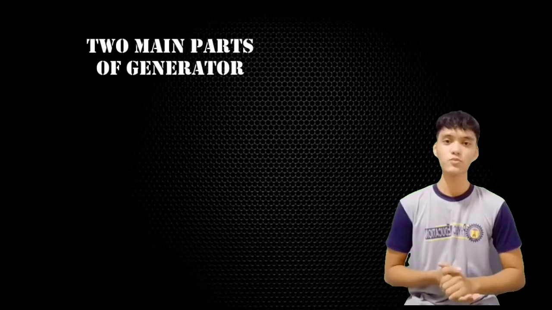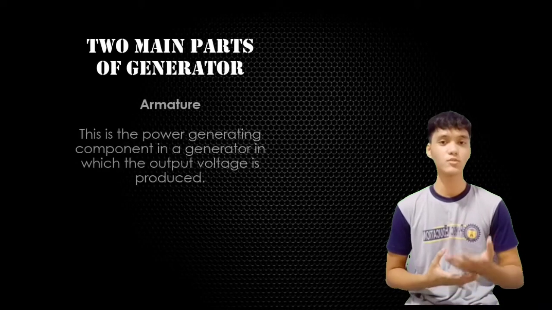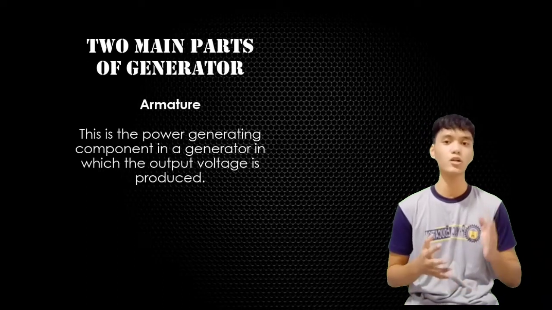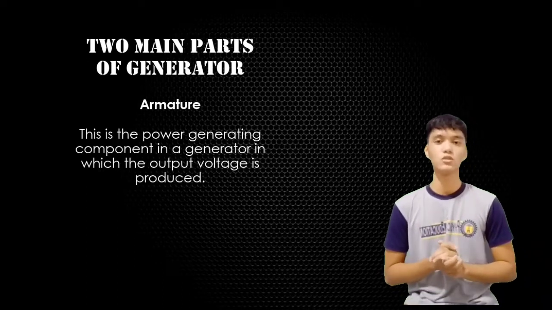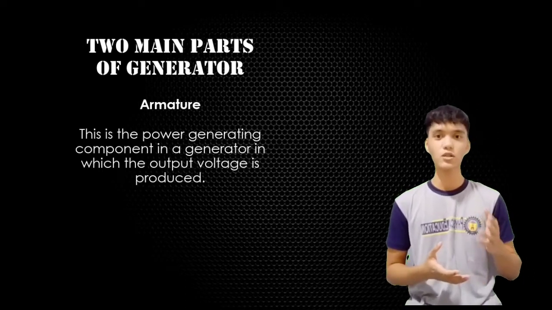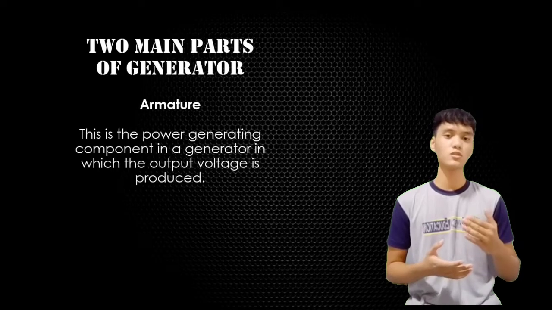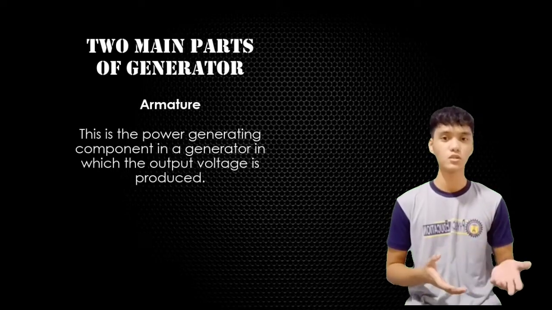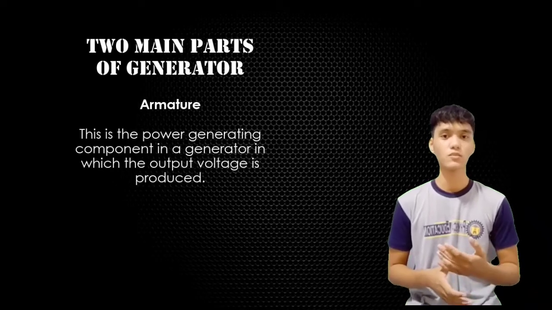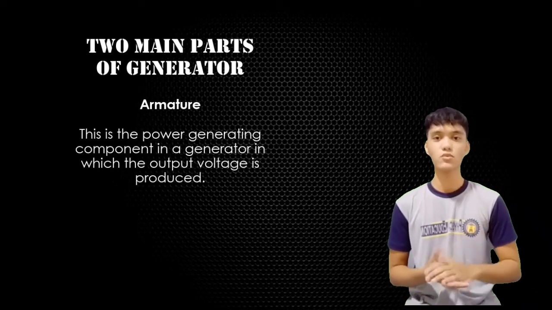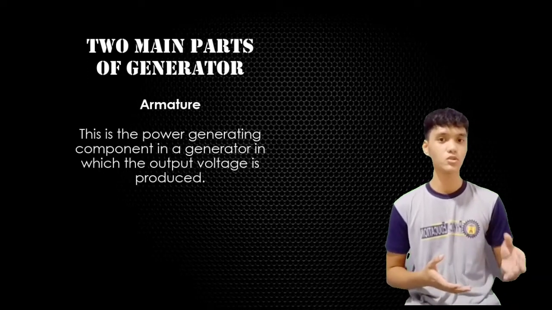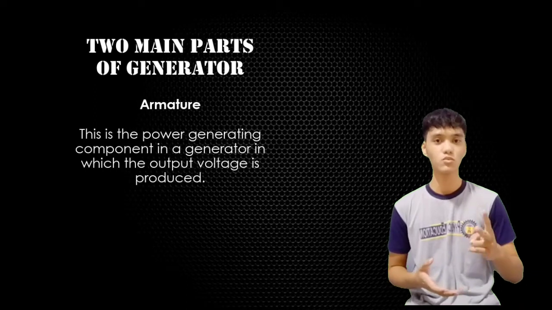There are two main parts of a generator. First, the armature. This is the power generating component in a generator in which the output voltage is produced. It is made up of a laminated steel core of rectangular cross section with coils of copper wire wound around it, which are called the armature windings. The armature winding is insulated to avoid direct contact of the coil with the core. The armature is used to communicate between two magnetic fluxes.